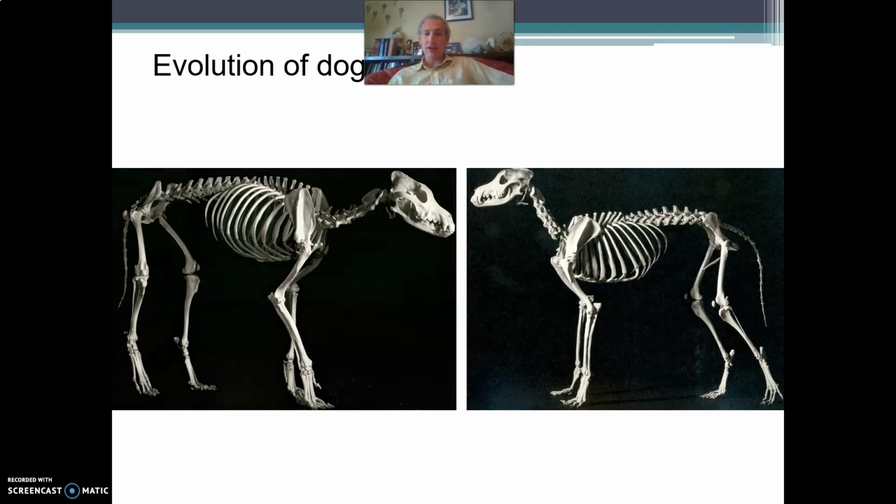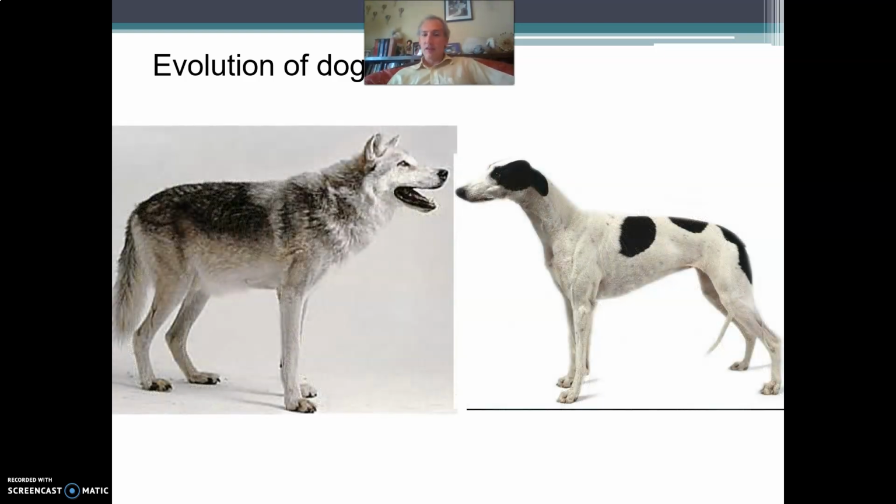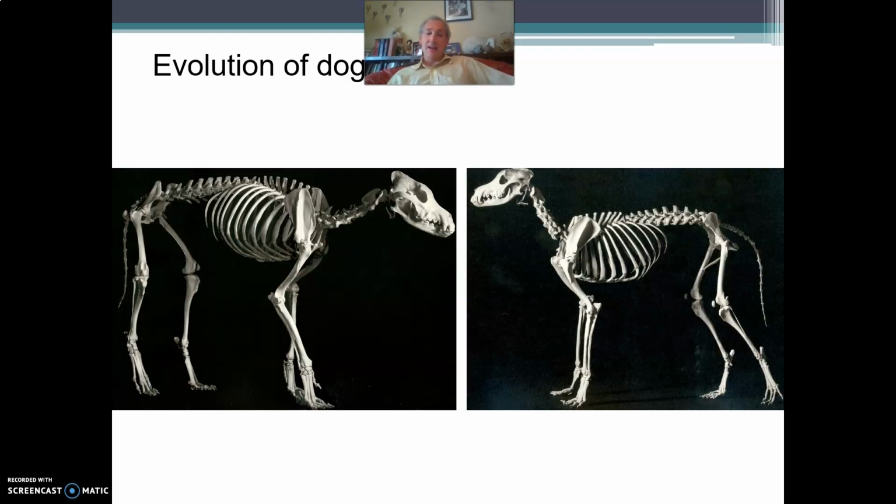They're virtually identical, but if you put the skin back on them, the left is the wolf, the right is a, I don't even know what that is, some kind of a terrier. Again, they look quite different on the outside, but appearances are always deceptive. Anatomically, they're really amazingly similar.